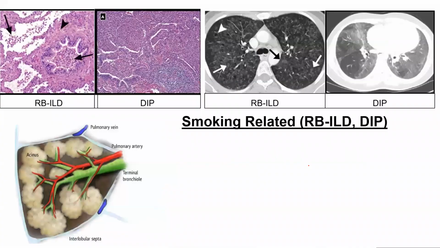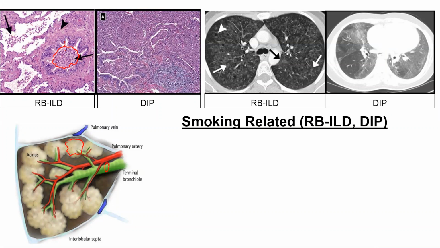And the last two are going to be RB-ILD and DIP. These are only in smoking patients. When they have smoking, so here's your terminal bronchiole right here, they develop a ton of macrophages. Those macrophages, we call them smoker macrophages, are probably clearing some of the smoking debris. They get filled up and they plug up your terminal bronchioles, and they can also plug up your alveoli. RB-ILD versus DIP, the difference is where those smoker macrophages are.